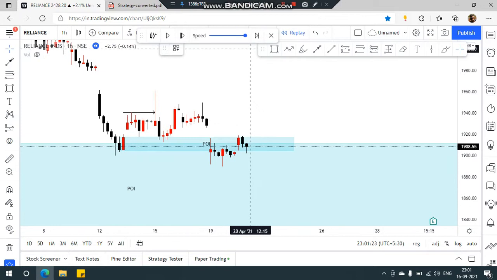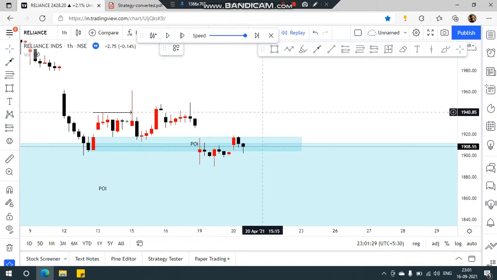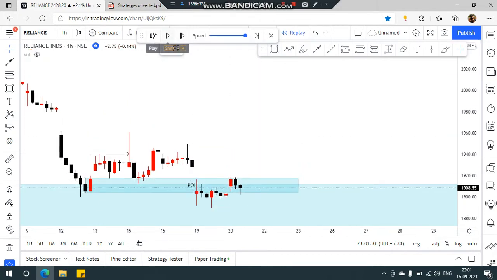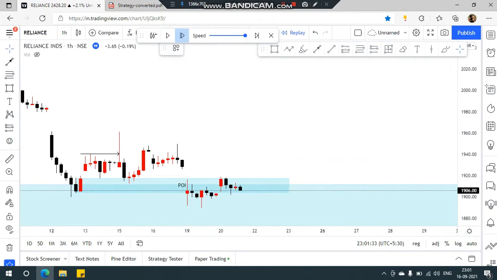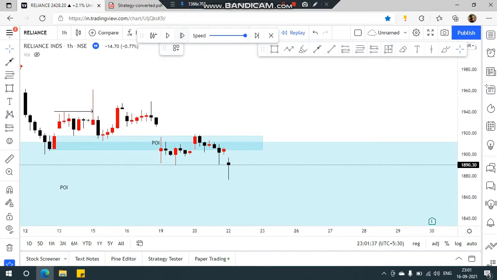But here you can see wick reactions. Here you can see a larger wick, a pin bar candle, which indicates buying pressure kicking in. Again it broke the wick.